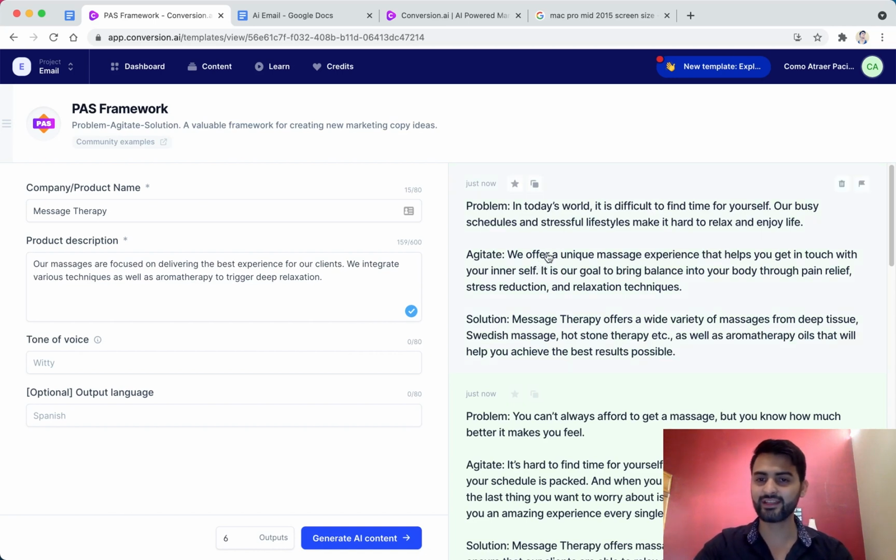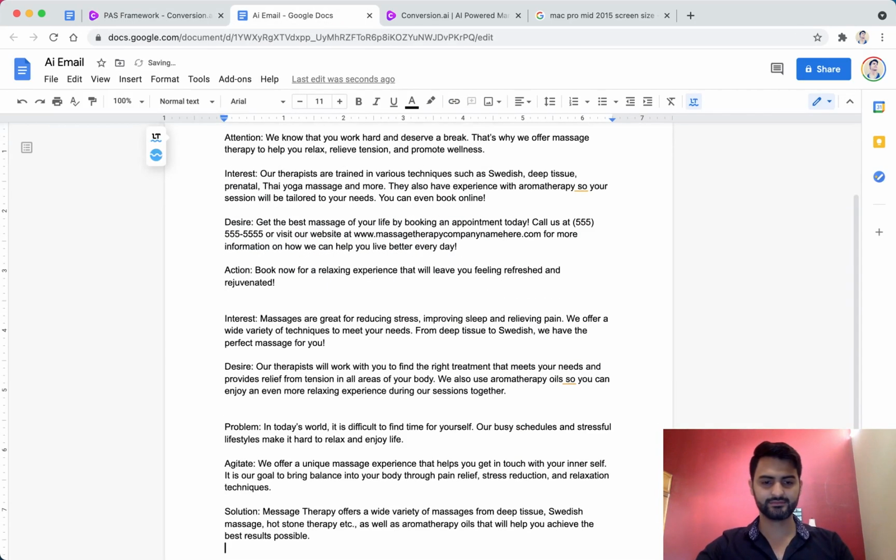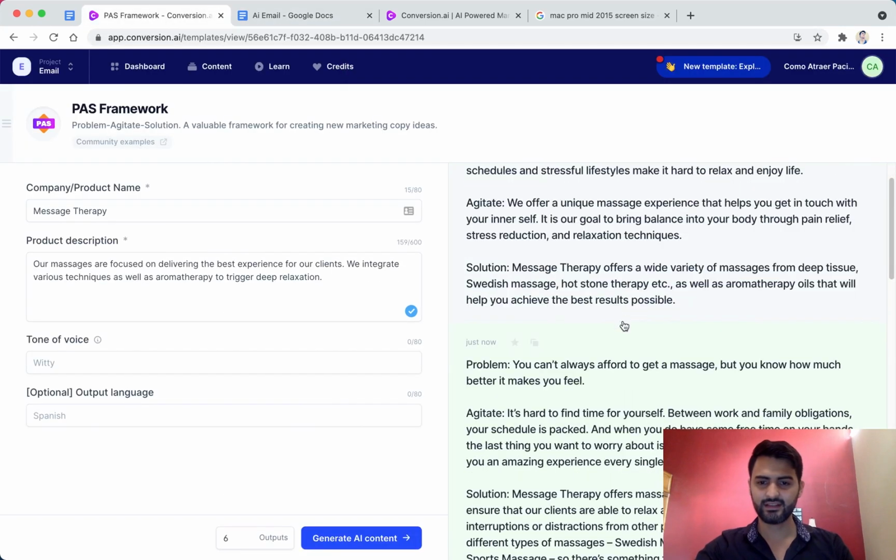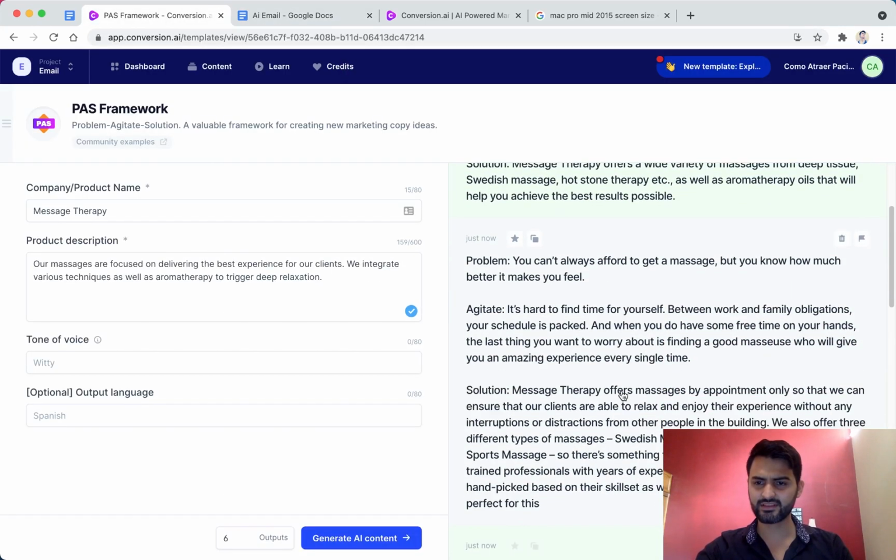In today's world, it is difficult to find time for yourself. Our busy schedules and stressful lifestyles make it hard to relax and enjoy life. We offer a unique massage experience that helps you get in touch with your inner self. It is our goal to bring balance into your body. This is perfect. Amazing.